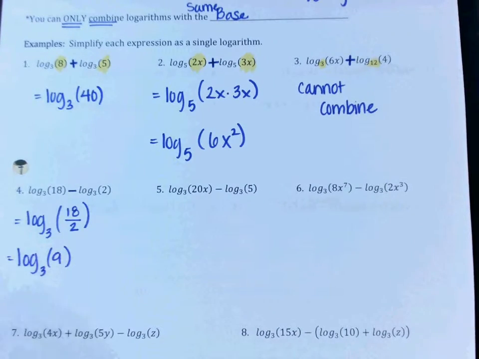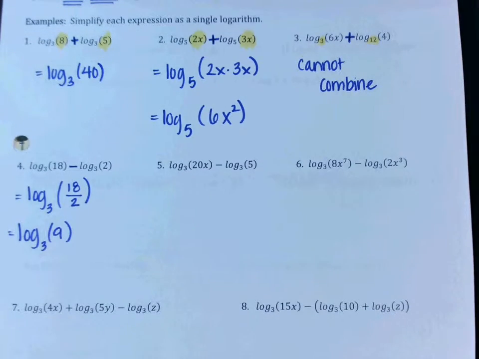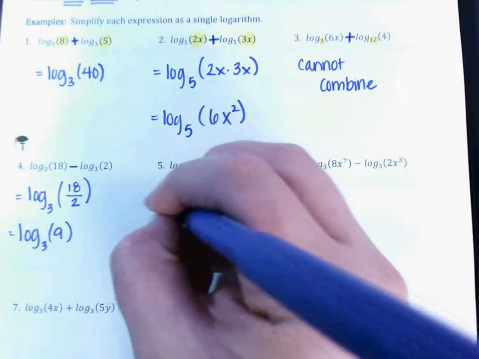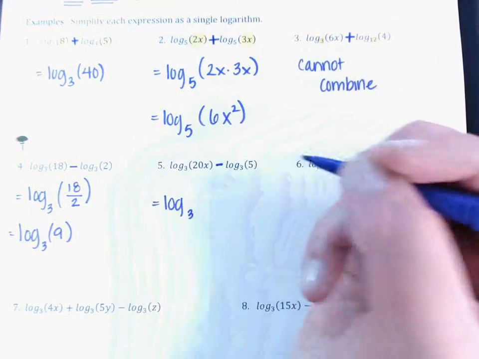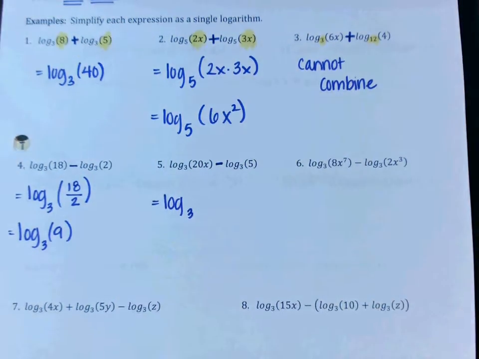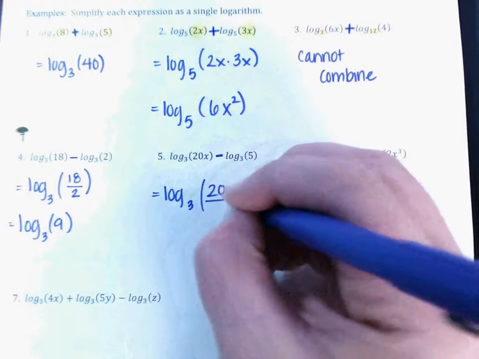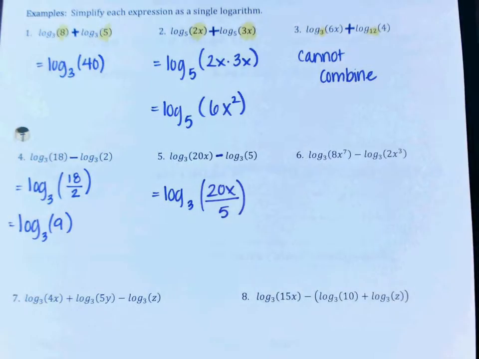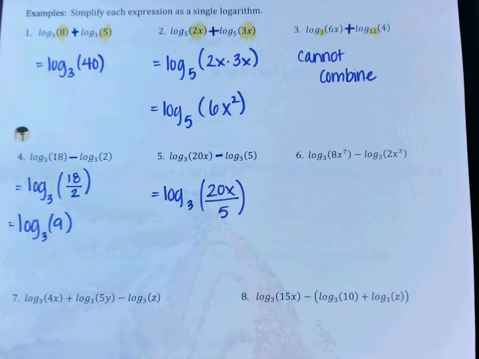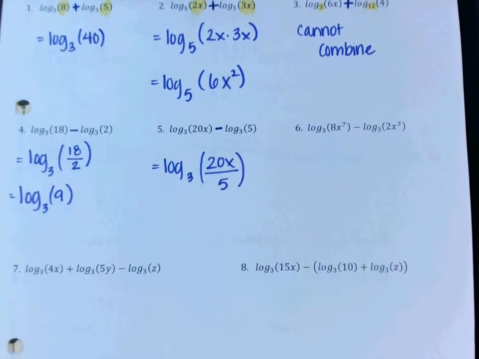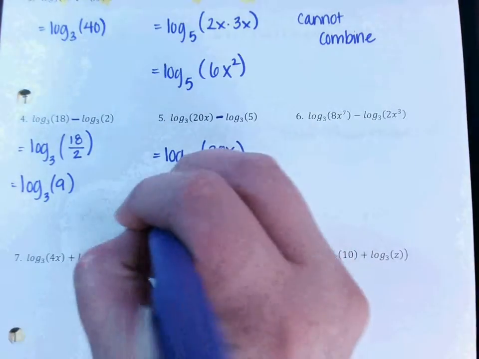Okay. Take a look at number 5. Next one. Okay, they're both log base 3s. We can go ahead and check that first. And then if it's a minus in the middle, I know I'm going to be setting it up as a fraction. Remember, it'd be the first one, which is a 20x, divided by the second one, which is a 5. And again, if you can do that in your head, cool, no problem if you want to skip writing this step. Okay, what is 20x divided by 5? 4x. Good job.